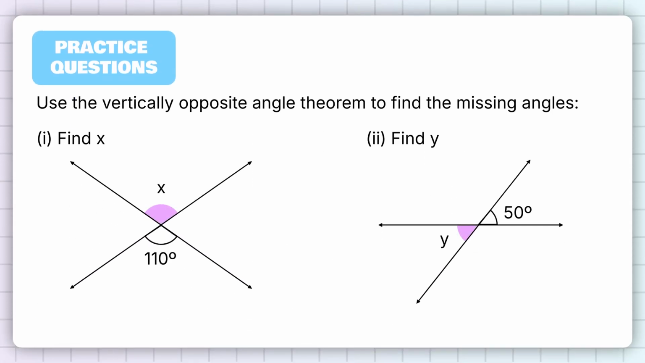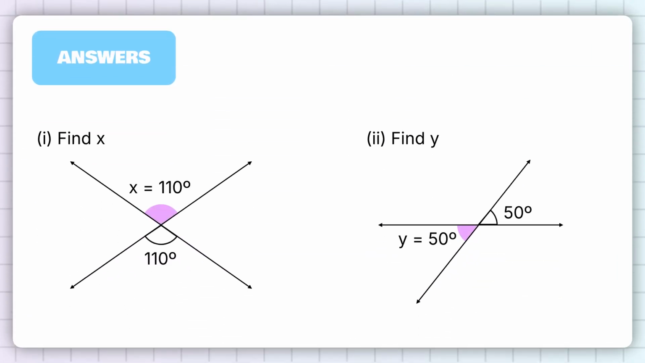Now for some practice. Pause the video here and find the following missing angles using the vertically opposite angle theorem. The answers are on the next slide, so make sure you've answered all 3 questions before carrying on with the video. Here are the answers. First, angle X equals 110 degrees because it is vertically opposite the other angle labeled 110 degrees. Second, angle Y equals 50 degrees. Well done if you got these correct. If not, review the content of this lesson and keep practicing.